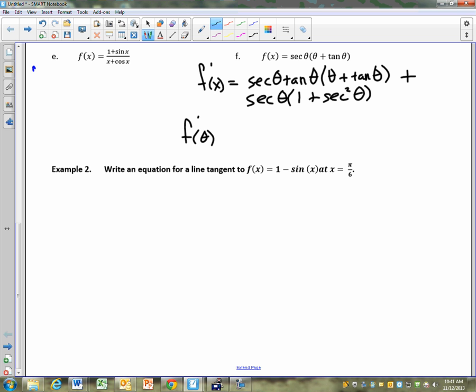You can see secant of theta and secant squared will give you secant to the third of theta. You're going to have secant of theta times 1, which would be secant of theta. And then you're going to have secant tan times tan, which is plus secant theta tan squared of theta. And then we have theta, secant theta, tangent theta.